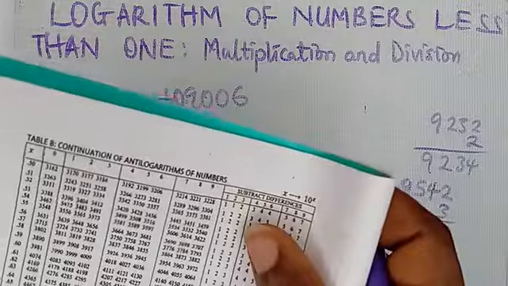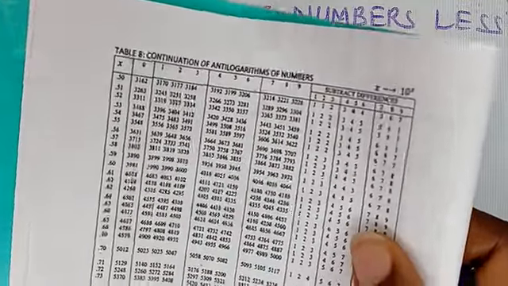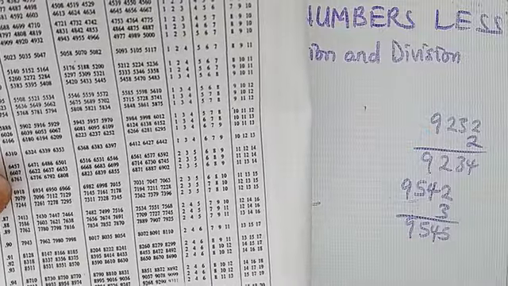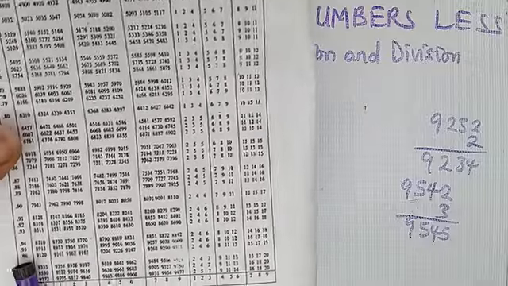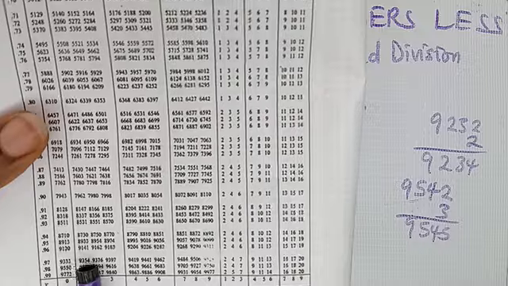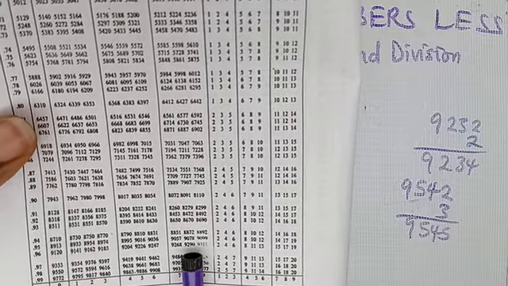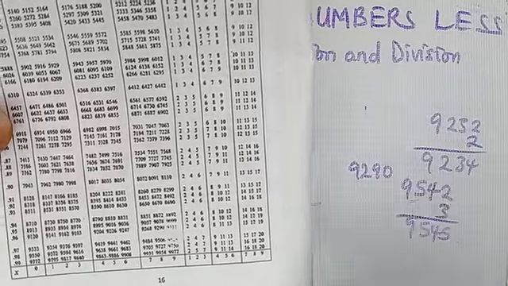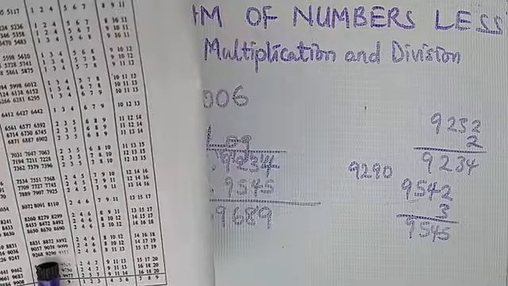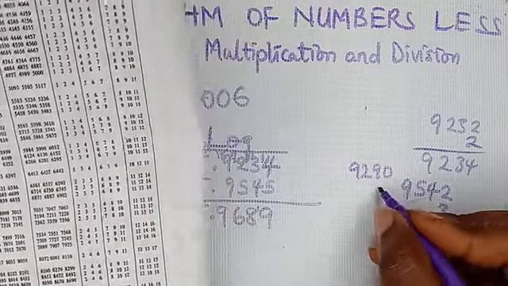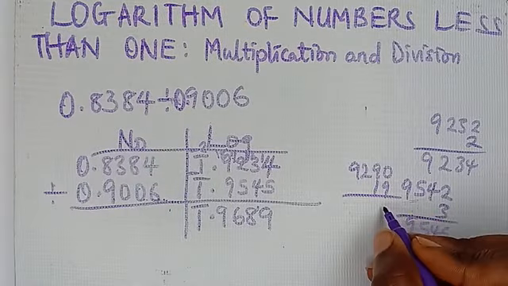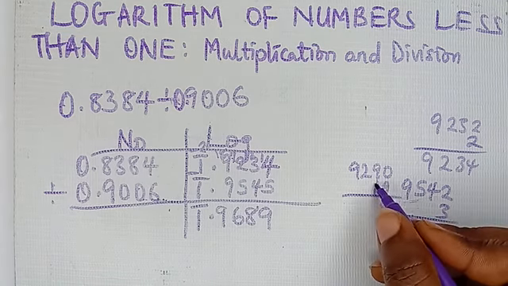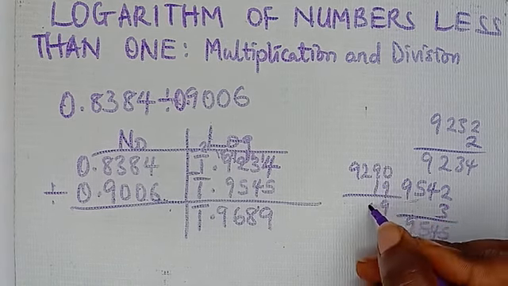Make sure it's always anti-log tables. Don't look for anti-log in log tables or the other way around. So 0.96 under 8, difference 9. 0.96 under 8 is 9290. Difference 9 is 19. So we have 9, this is giving us 10. So 0, we carry 1.